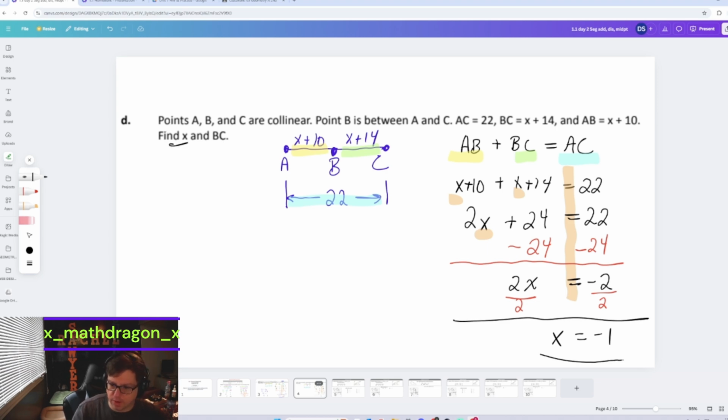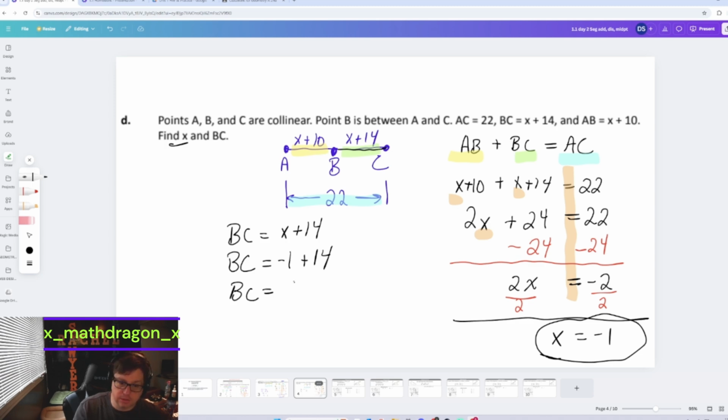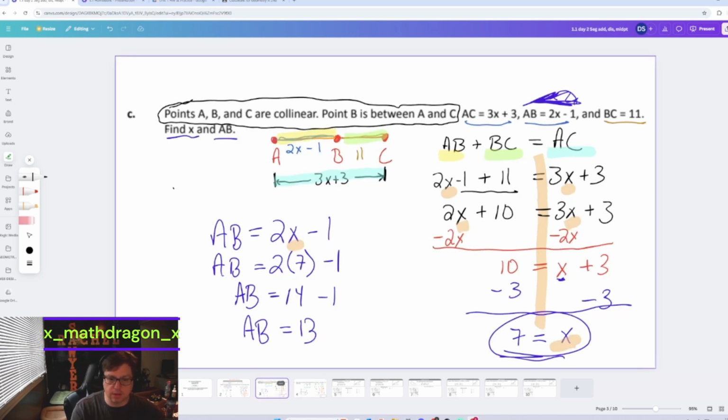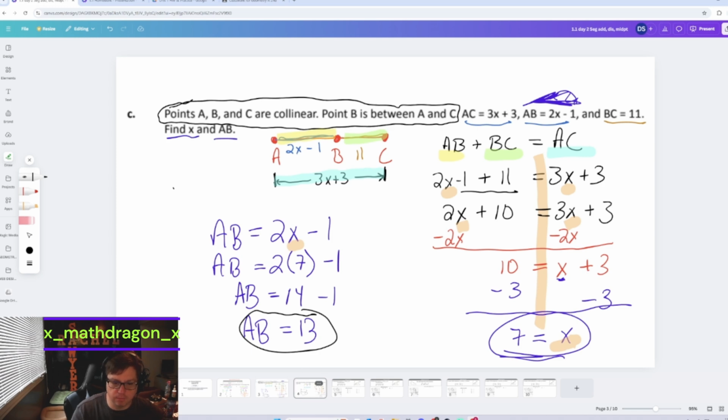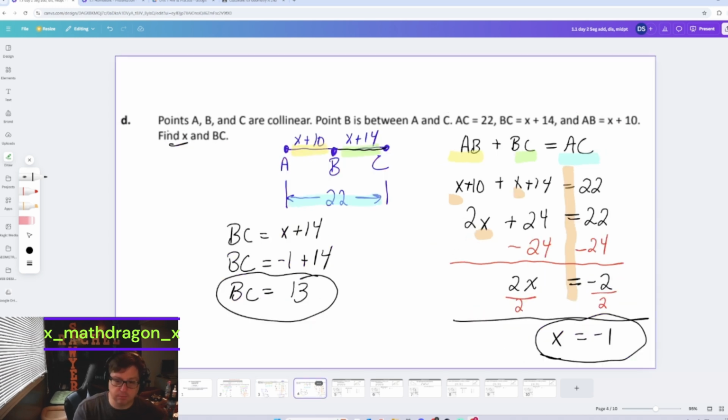Find x, found x. And BC, got to do BC. And between B and C is x plus 14. Negative 1 plus 14, and by coincidence, BC is going to be 13. And I say by coincidence because I think that was the answer for the last one. That's just coincidental. Doesn't mean that every answer is going to be 13 by any stretch of the means. Okay? So, there we go. So we got BC, we got x, and we're done with that problem.